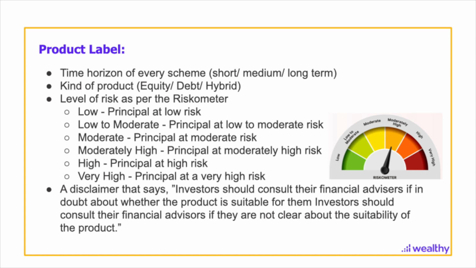Product labeling. Each mutual fund scheme comes with a product label that helps investors understand its characteristics. For instance, you'll find details like the time horizon, short, medium, or long term, the type of product, equity, debt, or hybrid, and the level of risk indicated by a riskometer. This could range from low risk, where your principal is at low risk, to very high risk, where your principal is at a very high risk.